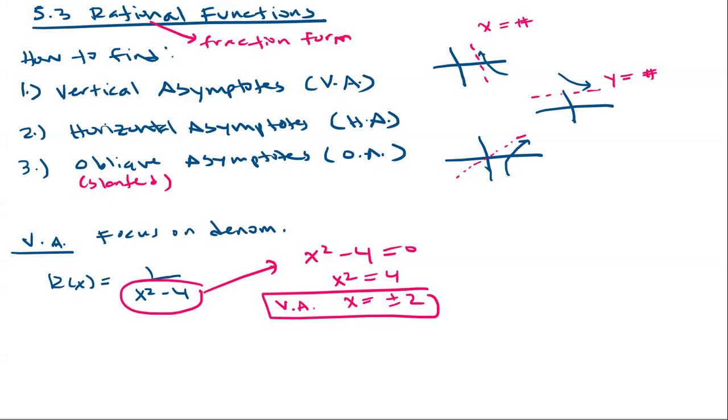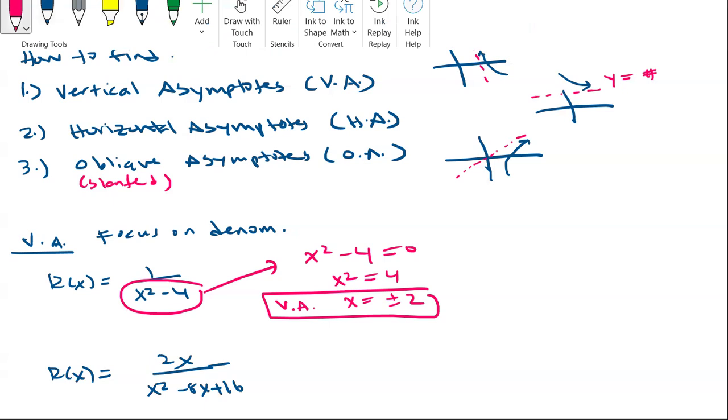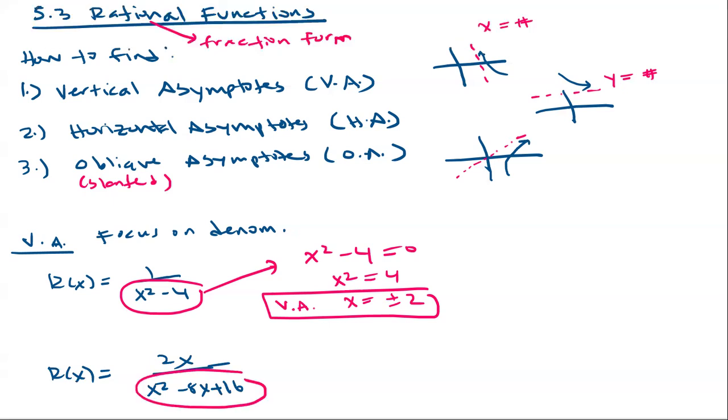All right, let's try another one. Let's say we have r of x is equal to 2x over x squared minus 8x plus 16. Again, I don't care what's on the top. All I care about right now is the denominator, because I'm just focused on my vertical asymptote. Can I make the denominator 0? How do I do that? Again, I pull out the denominator and set it equal to 0.